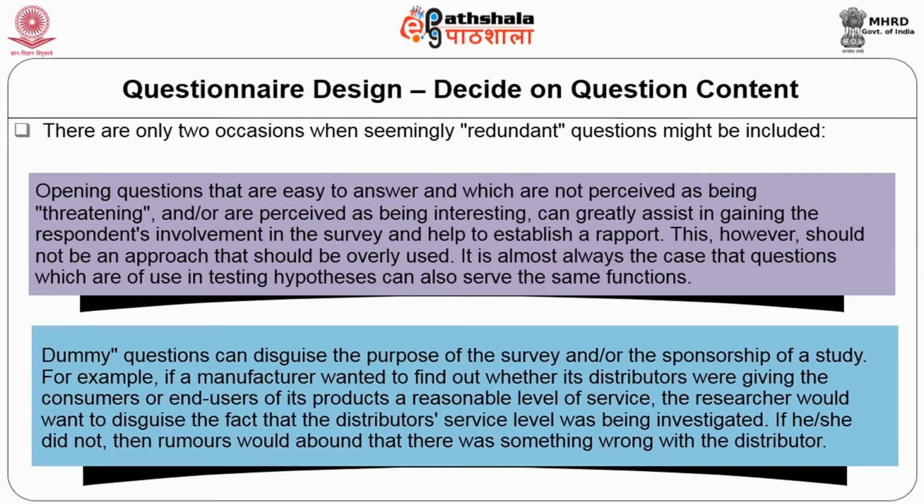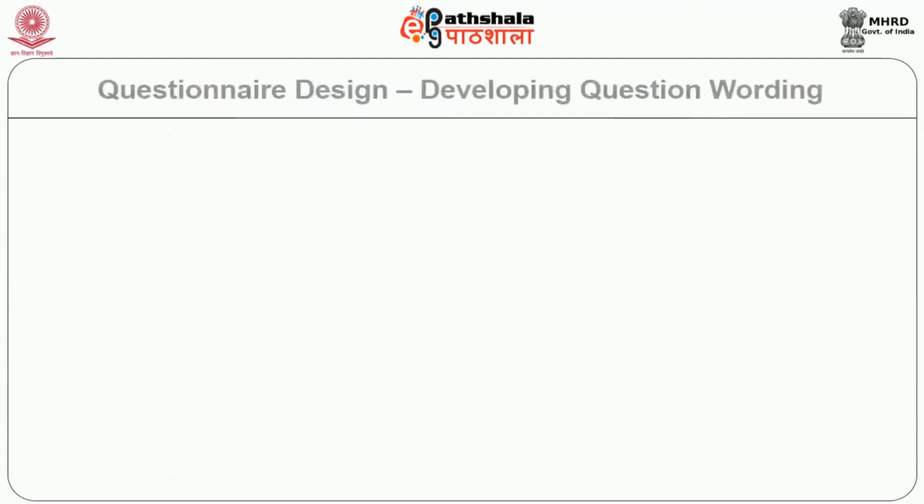For example, if a manufacturer wanted to find out whether its distributors were giving the consumers or end users of its product a reasonable level of service, the researcher should want to disguise the fact that the distributor's service level was being investigated. If he or she did not, then rumors could abound that there was something wrong with the distributor. Fifthly, develop the question wording.